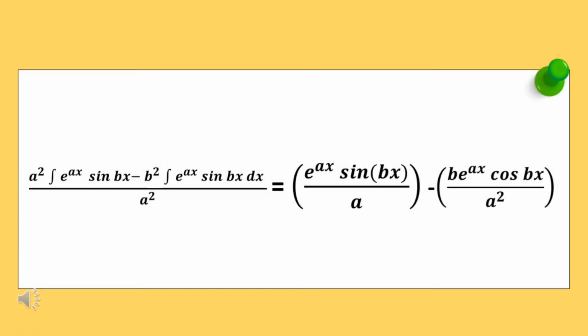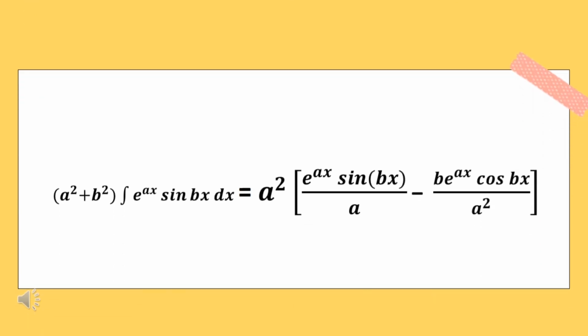And then we get the square integration of e^(ax) sin bx minus b square integration of e^(ax) sin bx over a square equal to e^(ax) sin bx over a minus b e^(ax) cos bx over a square.